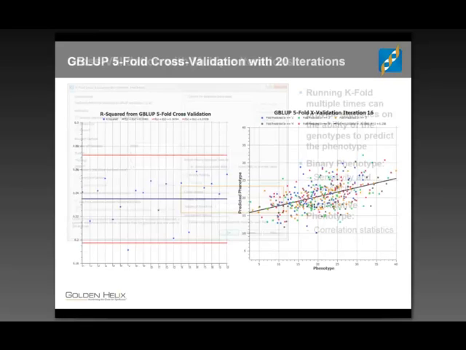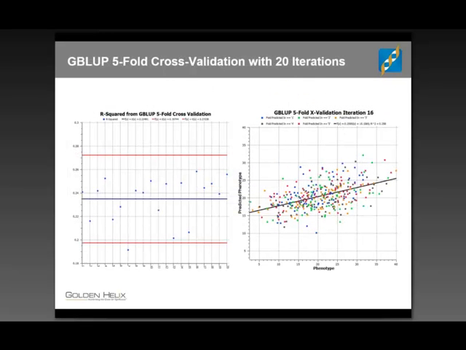The results from running GBLUP with 5-fold cross-validation on the 351 samples and 20 iterations can be seen here. And because the folds vary, each time you run this, you might get slightly different results. In this particular case, you can see the correlation, or the R-squared values here, and the blue line is the mean R-squared value with the confidence band around it. And in this particular case, the 16th iteration resulted in the highest R-squared value.